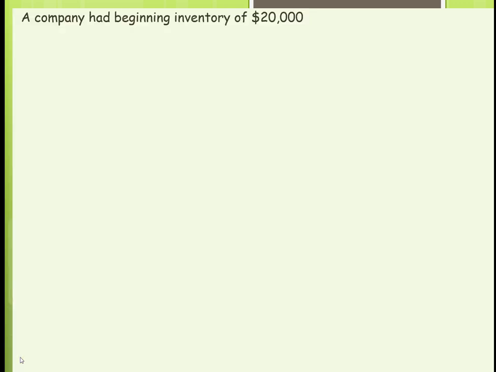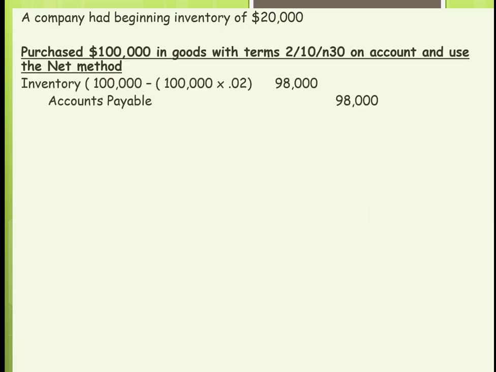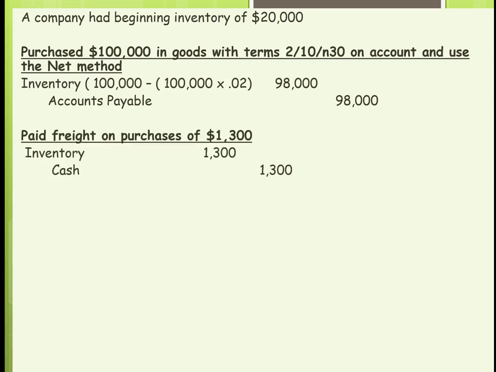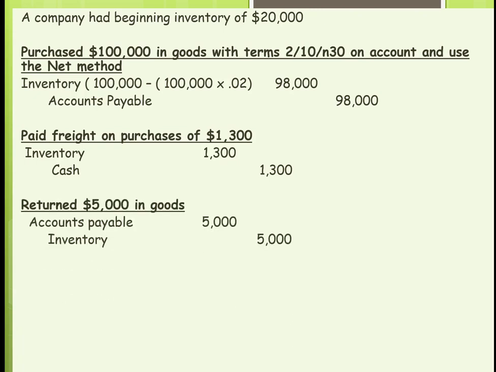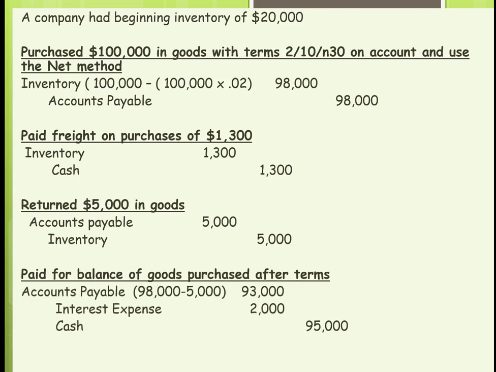So let's take a look at the same problem we did before, and let's do it using the perpetual inventory system. So we purchased goods for $100,000, and you notice in this case we debit inventory. We paid for freight, we debit inventory. We returned goods of $5,000, we credit inventory. We paid for the balance of goods purchased after terms. Again, that is the same entry as we did for the other one.